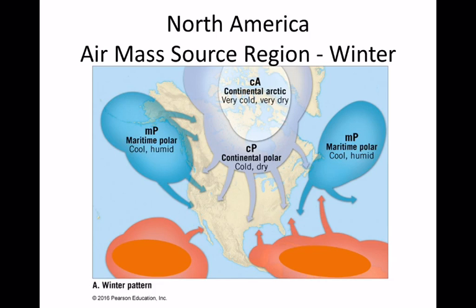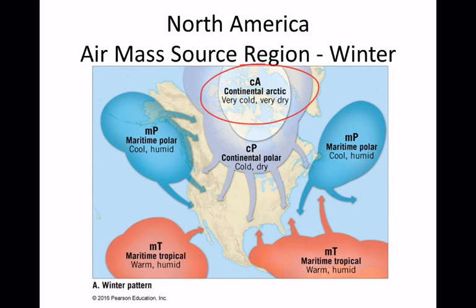Then we have these two down here. What are these going to be? Continental, maritime, are they warm? Yes, these are our sources for maritime tropical air masses in the wintertime. I'm going to circle continental Arctic up here, because this is only in the winter. In the summer months, there's no source region for that. You can't get bitterly cold air masses to form up there. So that's the winter.